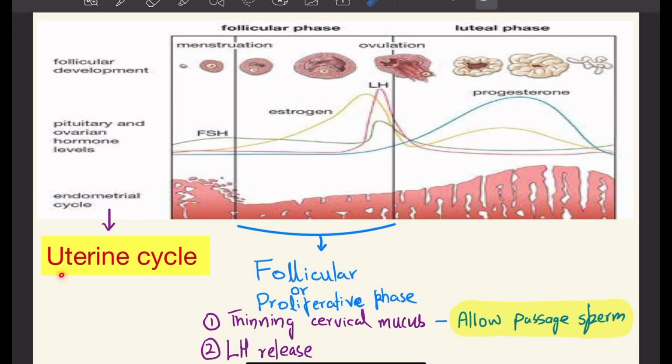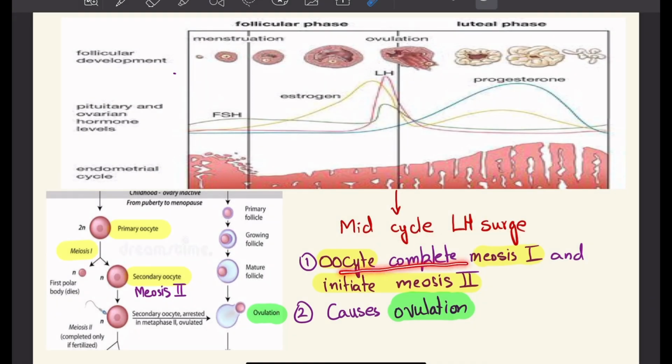Along with ovarian cycle, there is also uterine cycle, and uterine cycle also has follicular proliferative phase, and in this there is thinning of cervical mucus that allows the passage of sperm, and there is LH release. And in follicular development, there is formation of Graafian follicle. In the mid-cycle, there is LH surge, oocyte completes meiosis 1 and initiates meiosis 2. Here is the primary oocyte which completes meiosis 1, and here is the secondary oocyte which initiates the meiosis 2, and there is ovulation, and here is the ovulation. You can check the full video to check the detail on how this cycle is going on.